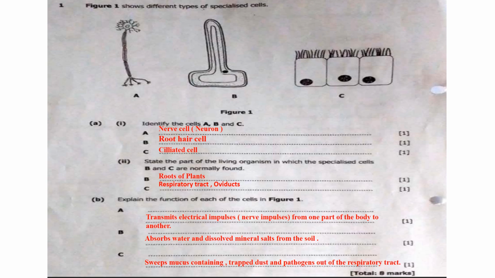The function of C: it sweeps mucus, traps dust as well as pathogens, which are also germs, out of the respiratory tract. When you look at the oviduct, this is the specialized cell that is specialized only to push the egg from the fallopian tube to the uterus for implantation. That is another function which we can write there.